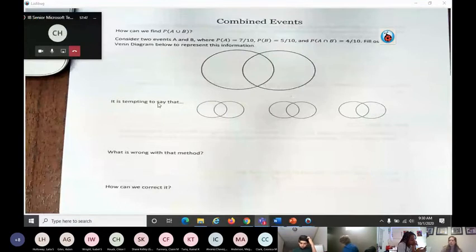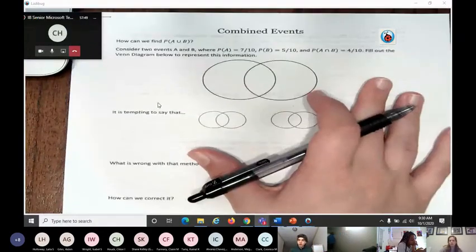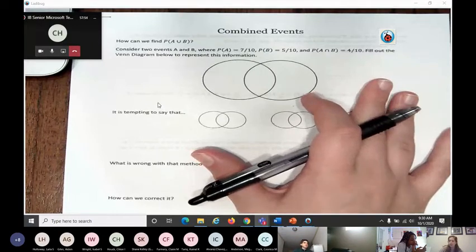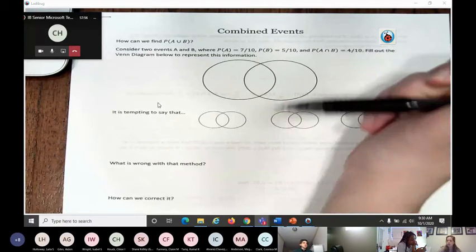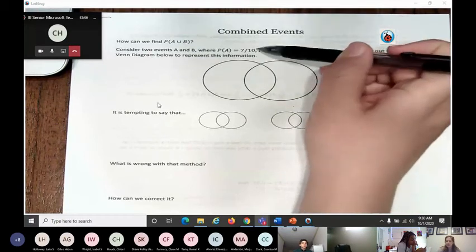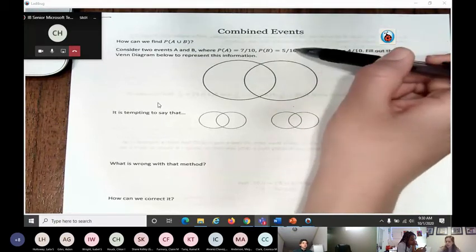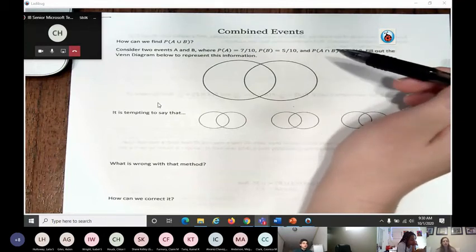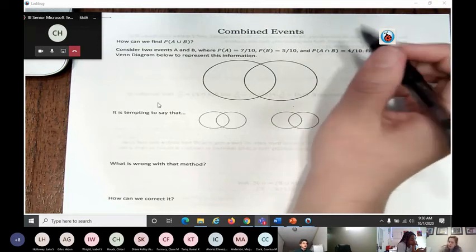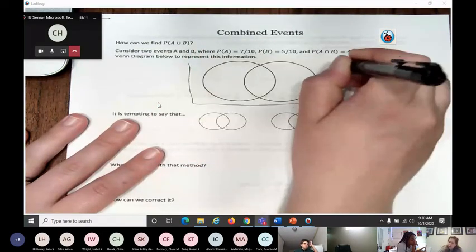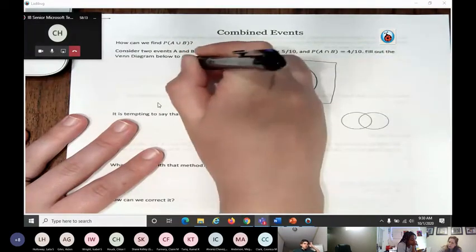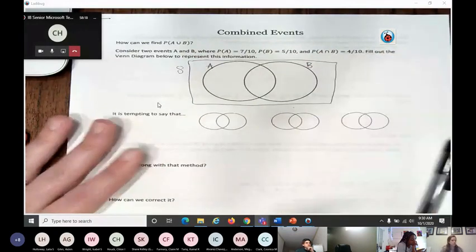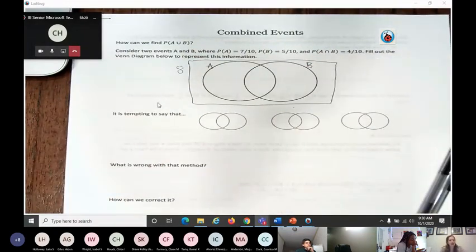Okay, so combined events. The question we're asking here is, how can we find the union of 2 events? We're literally combining those events. Here it says, consider 2 events, A and B, where P of A is 7 out of 10, P of B is 5 out of 10, and the intersection is 4 out of 10. Fill out a Venn diagram below to represent this information. I'm going to draw a box around this Venn diagram, and that's going to represent my sample space. Then I'm going to have A and I'm going to have B.